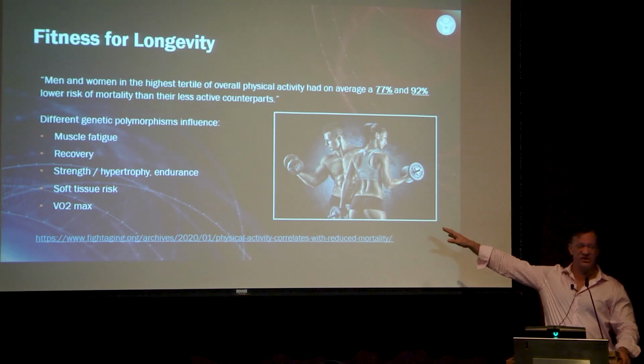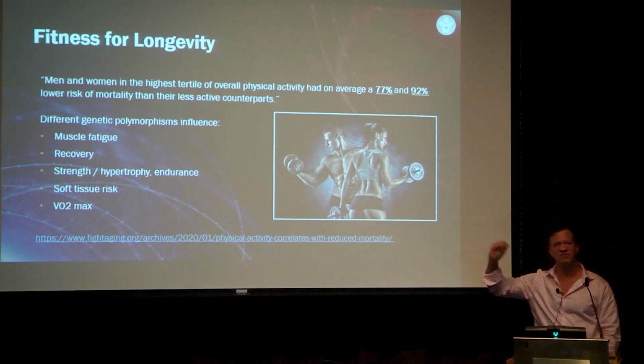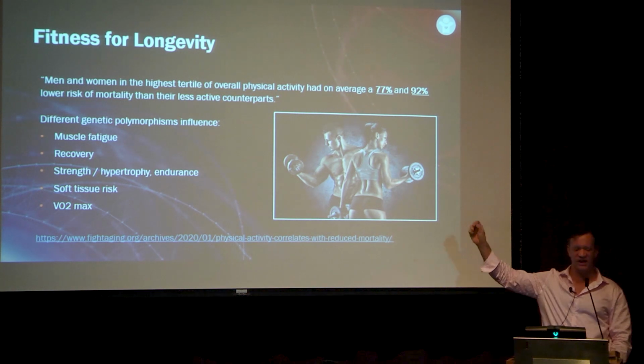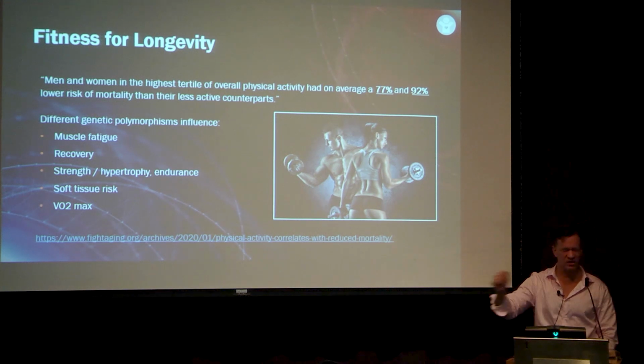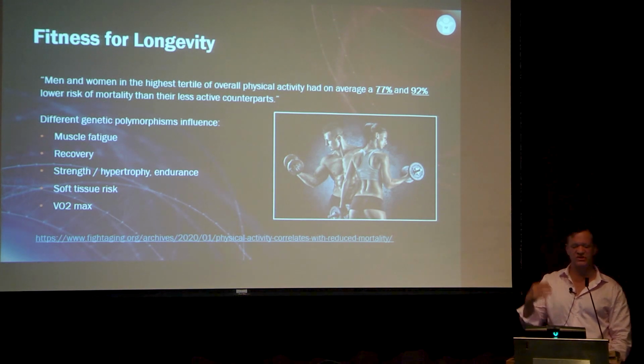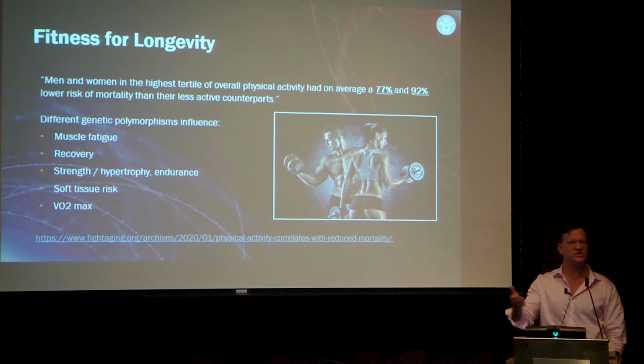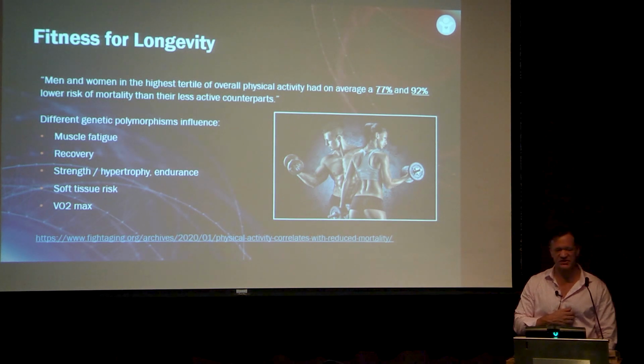Here too, genetics makes a huge difference. Different polymorphisms influence your muscle fatigue, your recovery, your strength and hypertrophy. That's how large your muscles can get. Your endurance, soft tissue risk, VO2 max, which is tied to your lung capacity with exercise.